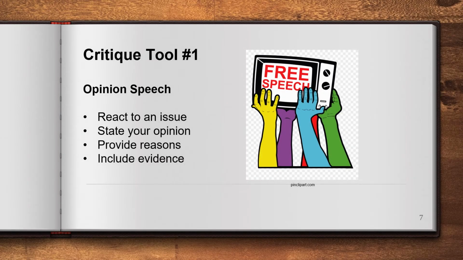Critique tool number one that we like to use is we like to give an opinion speech when we want to react to a book, an issue, something that we've read recently. And it's great to be able to state our opinions, and we must always, when we're critiquing, provide reasons and include evidence.